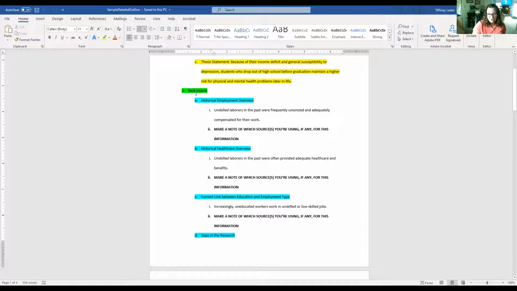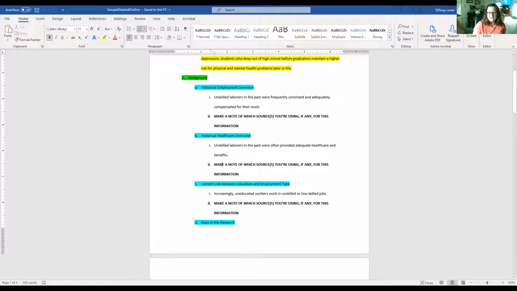Our section on background information is going to include a section on historical employment overview. Here's the main idea of that little section, and if we're going to use a source there, we're going to make a note of it. The second part of this section on background information is going to be about historical healthcare overview. Here's the main idea we're going to talk about in that little section. We're going to make a note if a source is going to get used there.